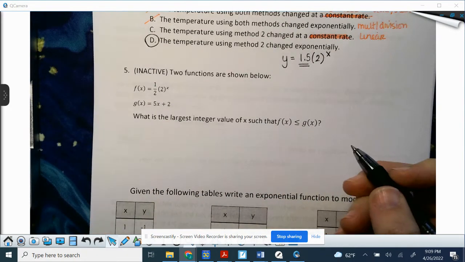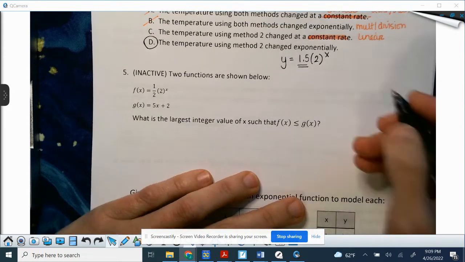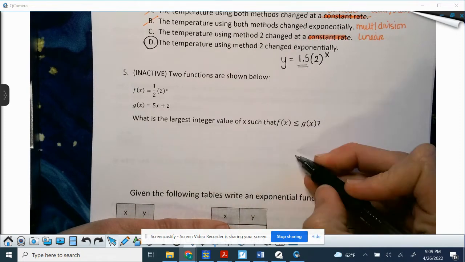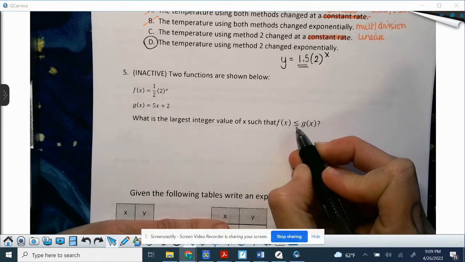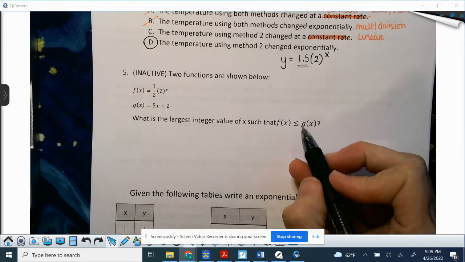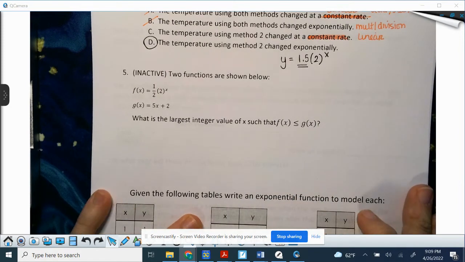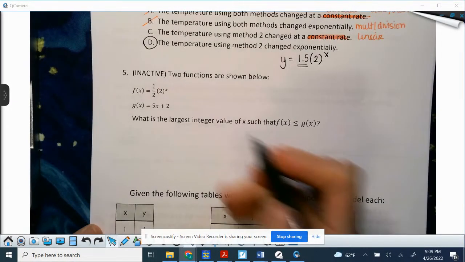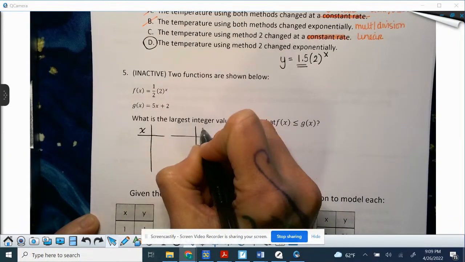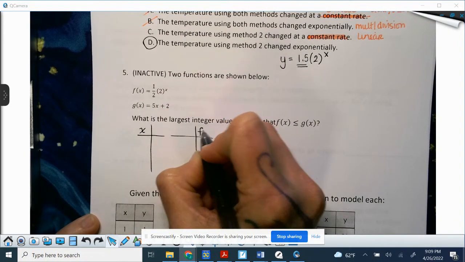So you are going to make two tables, would be my suggestion. If you had a calculator, you would graph it and look for their intersecting point, because it does say that it could be equal. So they will touch at some point. And after that point, f of x is going to be greater than g of x, we would assume, due to the style of question. But since it is calculator inactive, we are going to make a table. So we're going to take x, do our math, and then get out our f of x.